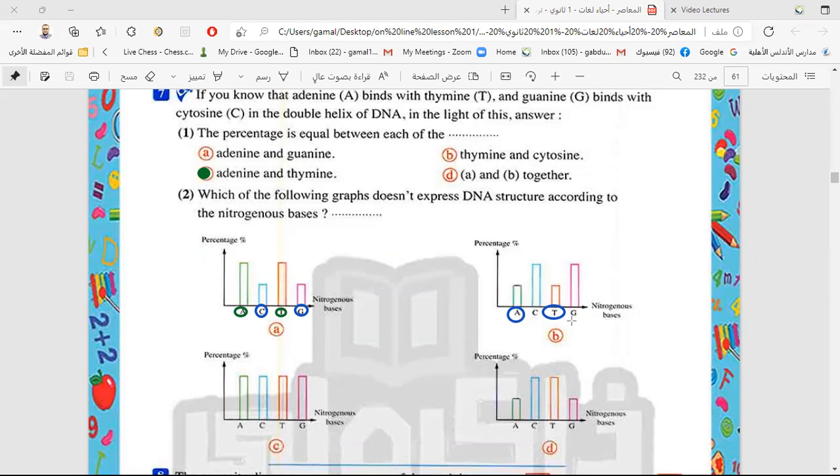Let's move to option C. A, C, T, G are equal percentage. I think this is the correct one. We have the answer will be C, because we have equal percentage of A and T, C and G. This is the correct answer. Let's move.